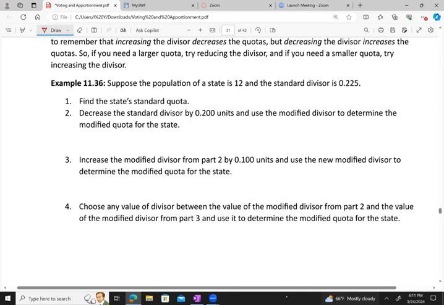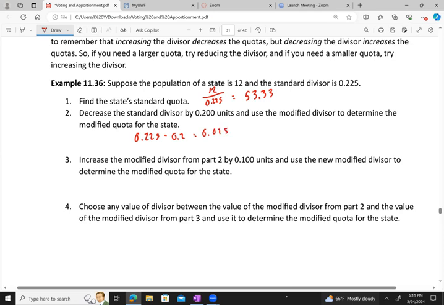Suppose the population of a state is 12 and the standard divisor is 0.225. Find the state standard quota. So we simply take 12, divide it by 0.225, and that gives us 53.33. Now decrease the standard divisor by 0.2 units. So 0.225 minus 0.2 equals 0.025.